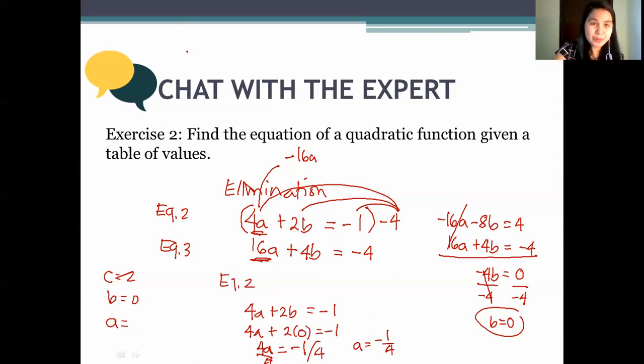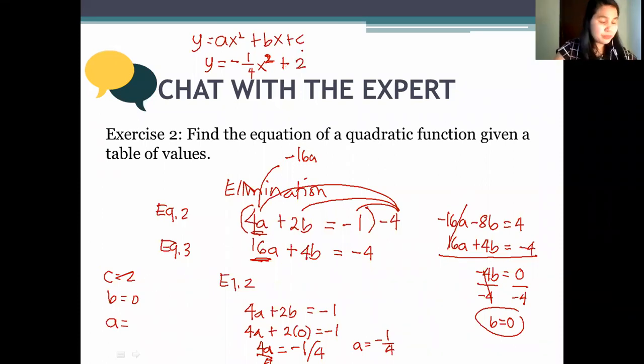Now, let's write our equation. I'll write it on top, right? Y equals ax squared plus bx plus c. So you have y equals negative 1/4 x squared. What's next? Plus b is nothing, right? 0x. So plus 2. We end there. Ma'am, am I allowed to write in fraction? Yes. So here's now the equation of our quadratic function given the table of values.